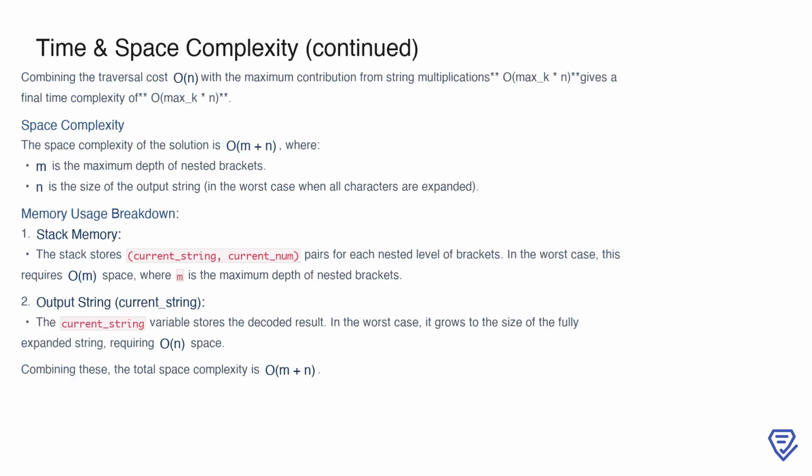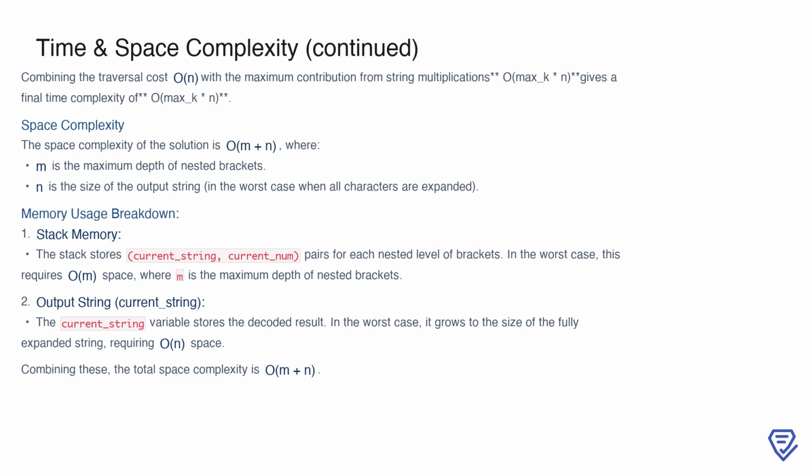By combining the traversal cost of O(n) with the maximum contribution from string multiplications, which is O(max_k * n), we arrive at the final time complexity of O(max_k * n). Now, turning to the space complexity, the solution requires O(m + n) space, where m is the maximum depth of nested brackets, and n is the size of the output string in the worst case.